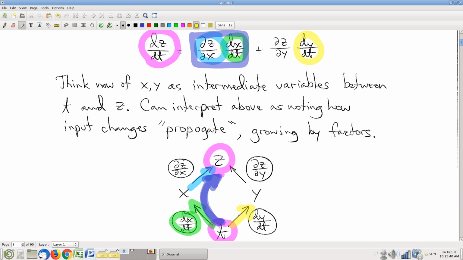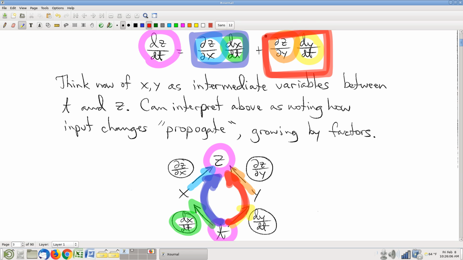And changes in y, as a result, will cause changes in z. And again, we have an additional factor here, an additional contribution. Altogether, this red path says, look, by way of y, t changes are going to cause y changes, which are going to cause z changes. Altogether, the product of those factors tells you how t changes are going to contribute to z changes by way of y.